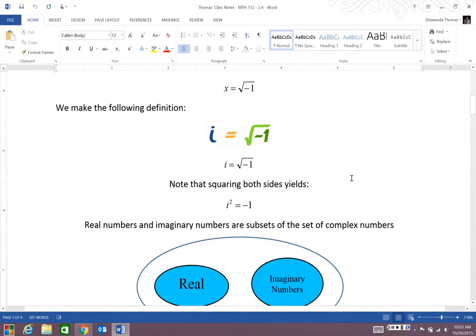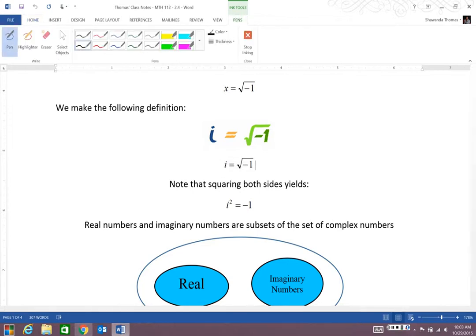So these are two definitions that you need to definitely know. You need to definitely know that i equals the square root of negative 1, and you need to know that i squared equals negative 1. So memorize those definitions.